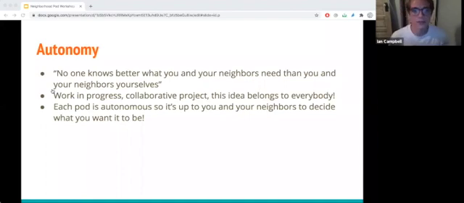I want to make sure that I stress, though, that neighborhood pods are autonomous. So it's really up to you and your neighbors to decide what you want it to be. There's some core things, some basic things that make a neighborhood pod, but beyond that, it's really up to y'all.